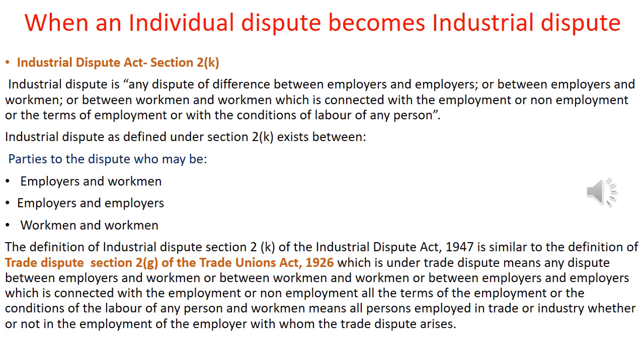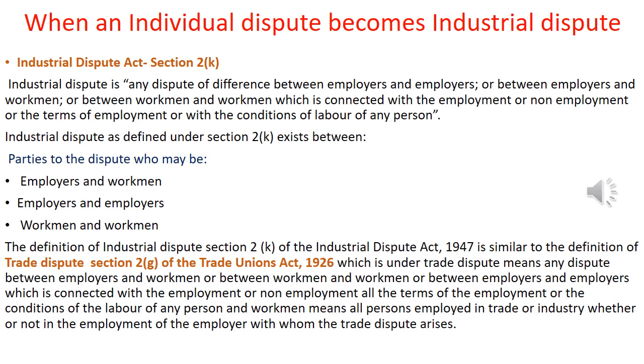There is also another definition, in the Trade Unions Act 1926. Section 2(g) defines trade dispute. It is a dispute between employers and workmen, or between workmen and workmen, or between employers and employers, which is connected with the employment or non-employment, or the terms of the employment, or the conditions of labor of any person. And workman means all persons employed in the trade or industry, whether or not in the employment of the employer with whom the trade dispute arises.